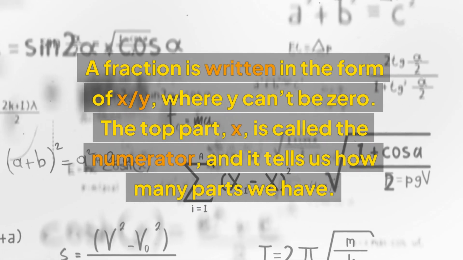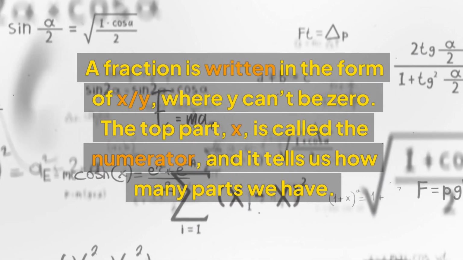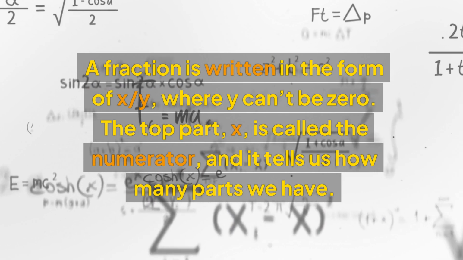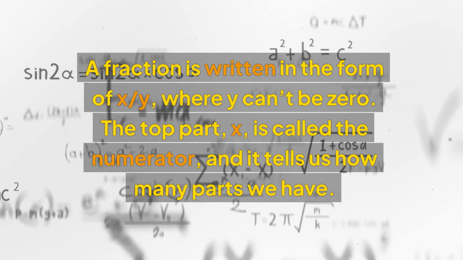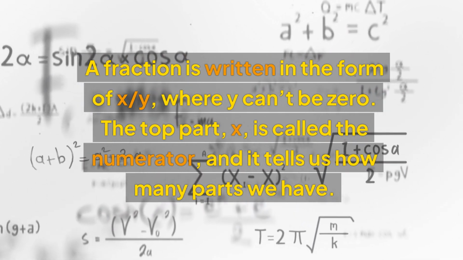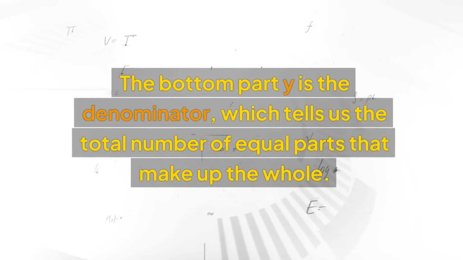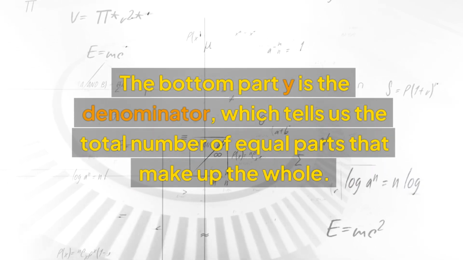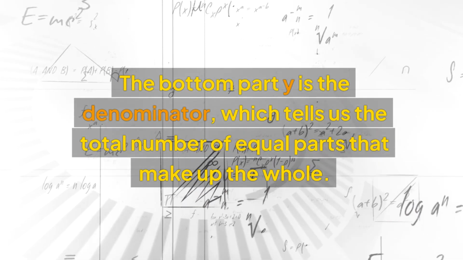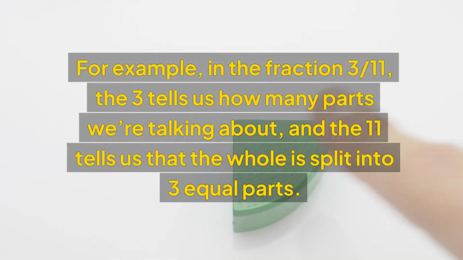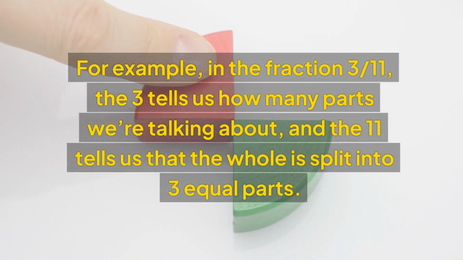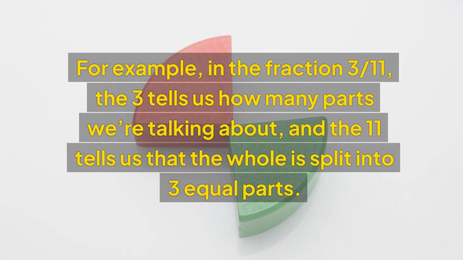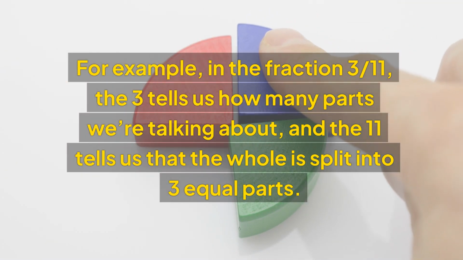A fraction is written in the form of x by y, where y can't be 0. The top part, x, is called the numerator, and it tells us how many parts we have. The bottom part y is the denominator, which tells us the total number of equal parts that make up the whole. For example, in the fraction 3 by 11, the 3 tells us how many parts we're talking about, and the 11 tells us that the whole is split into 3 equal parts.